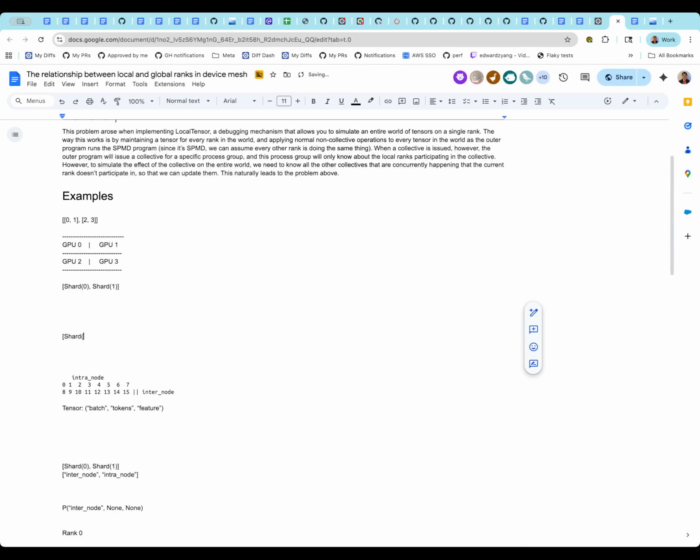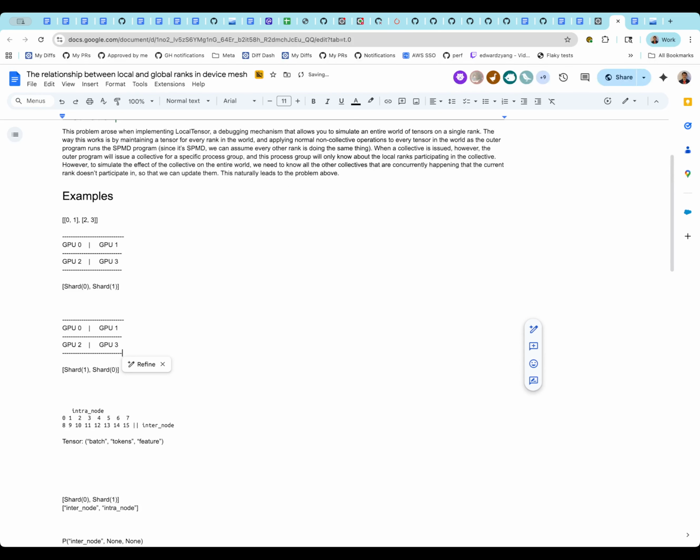Okay, pop quiz. What does the diagram look like for shard 1, shard 0? Natalia, you don't get to answer because you know this. Anyone else? You transpose it? Yes, it is transposed.